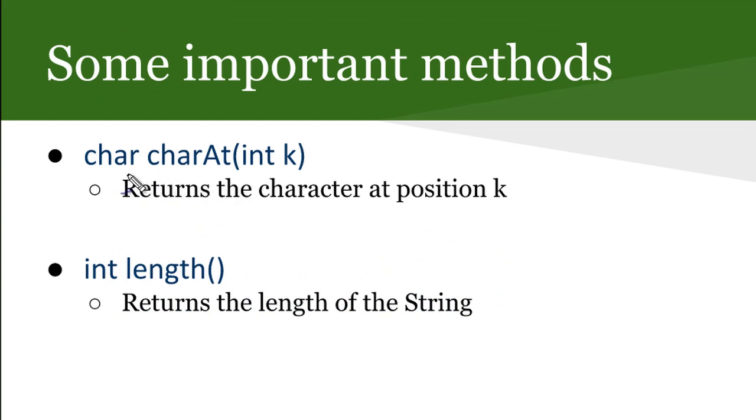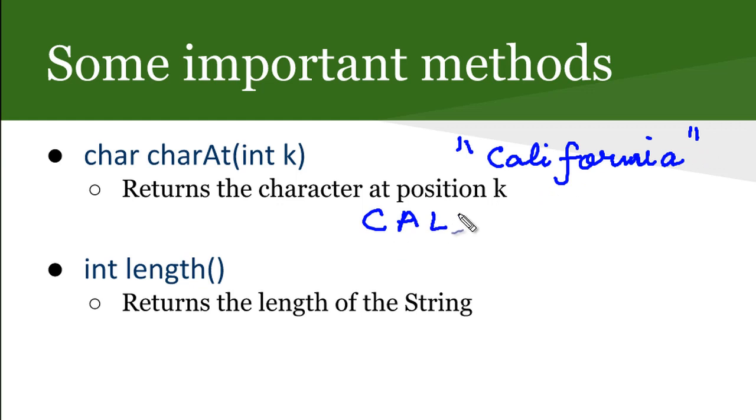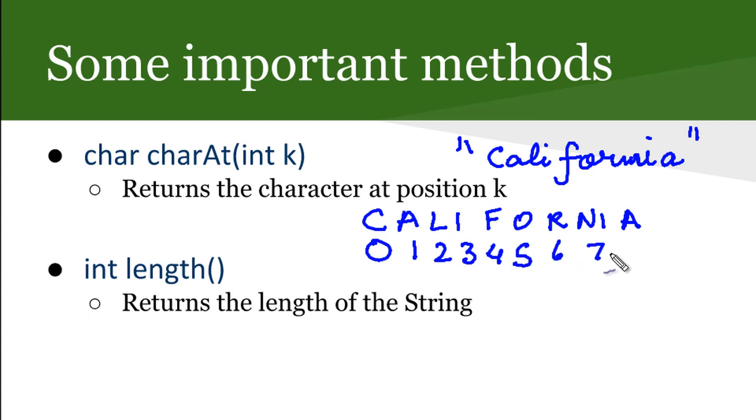Let us now have a look at some of the important methods of a string class which an object can access. So suppose I have a string, say California. So 0, 1, 2, 3, 4, 5, 6, 7, 8, 9. So the numbering starts from 0. The character at third position will be I, the character at sixth position will be R, the character at ninth position will be A. So if the length of the string is 10, the indexing of the characters of the string will be 0 to 9.